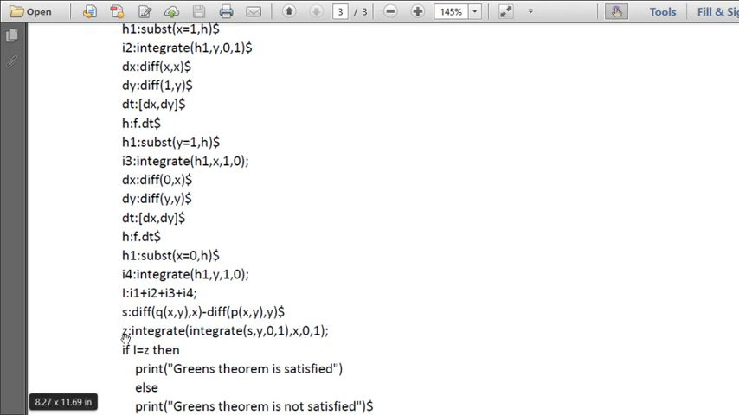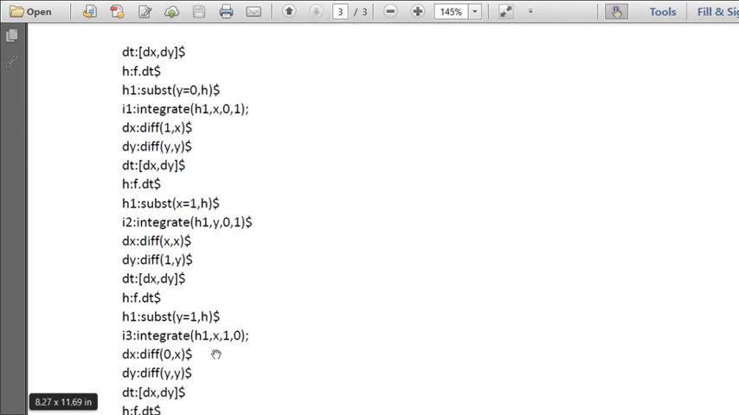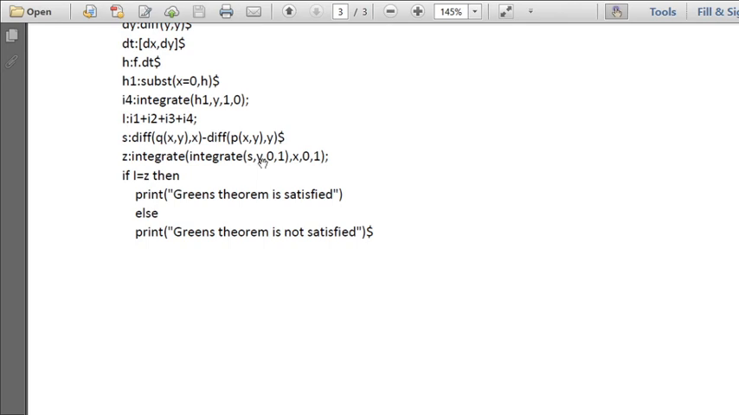Now let's find out the double integral over D. Integration of S with respect to y, where y runs from 0 to 1, x runs from 0 to 1. See this picture here, x runs from 0 to 1 and y runs from 0 to 1. Because they are independent of each other, you can write any one of them first. Your S is integrated with respect to y from 0 to 1 first, then it will be integrated with respect to x with limits 0 to 1.